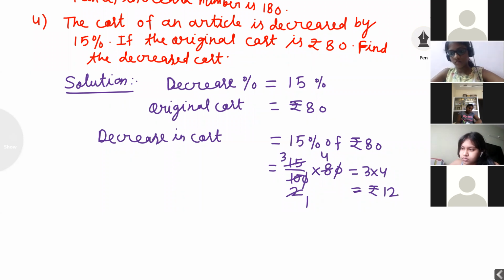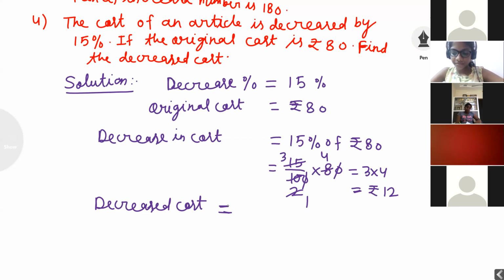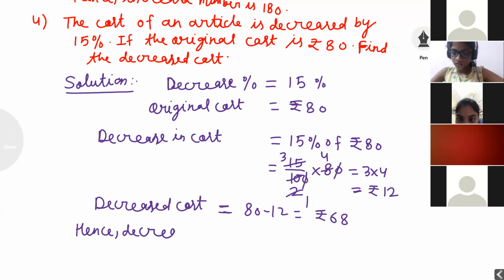Now decreased cost is equal to... I told students, when we are finding increase percentage, we want to add. When we want to find decrease percentage, we want to subtract. What is 80 minus 12? 80 minus 12 is equal to 68 rupees. Hence, decreased cost is rupees 68.